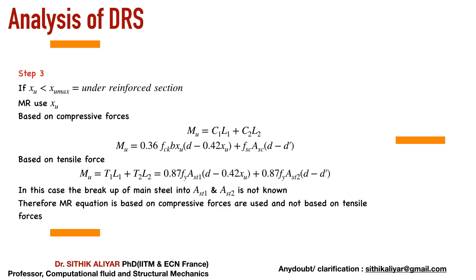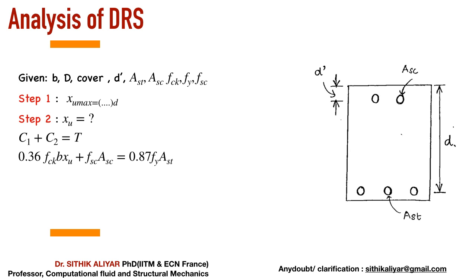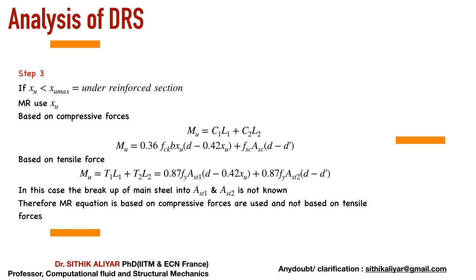What is C2? C2 is the compression force because of the extra steel, that is fsc. Stress into area is fsc into Asc. Where is it acting? It is acting at a distance of d minus d dash. Okay. You can see in this figure, Asc is acting at a distance of d minus d dash from that Ast. Okay. So this is the formula for calculating the Mu value based on compression force.